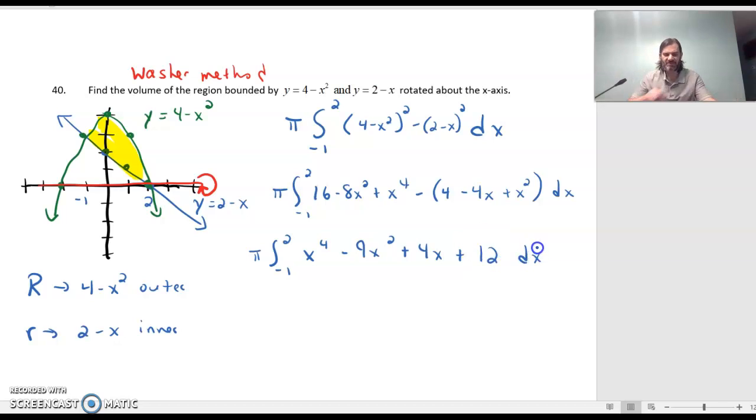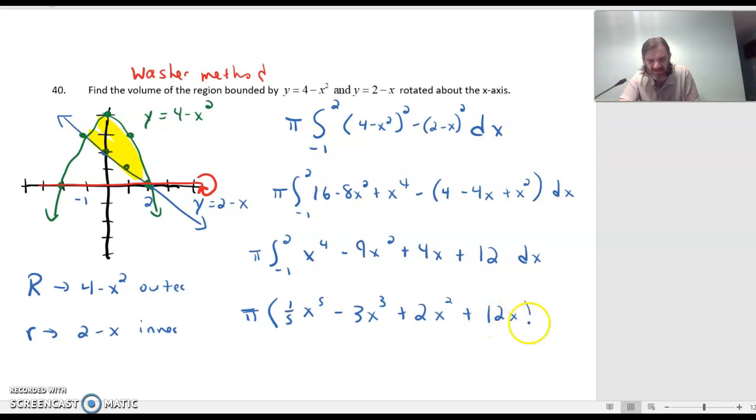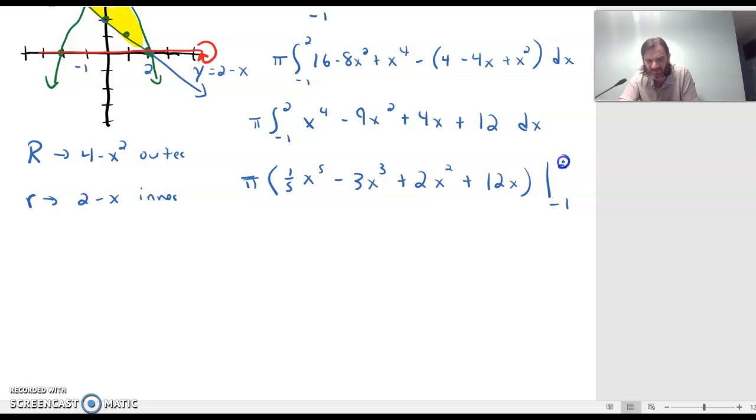So we're going to integrate the polynomial x to the 4th minus 9x squared plus 4x plus 12. When we do that, we'll have our constant pi out front, and we'll have 1/5 x to the fifth minus 3x cubed plus 2x squared plus 12x, and that'll be from -1 to 2. We're going to need a little bit more room to write, so I'm going to slide down a little bit.